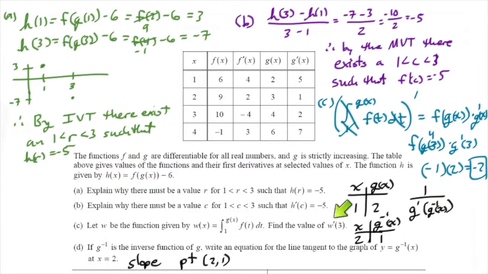Let's plug in the 2. So if I plug in 2 to the inverse, I already know what I'm going to get. I'm going to get 1. So that means I get 1 right here. Now I just need g prime of 1, and g prime of 1 equals 5, and so this would equal 1 over 5. So there's my slope. My slope is 1 over 5. So now let's write our equation. We have y minus 1 equals 1 over 5 times x minus 2. And there is our tangent line.